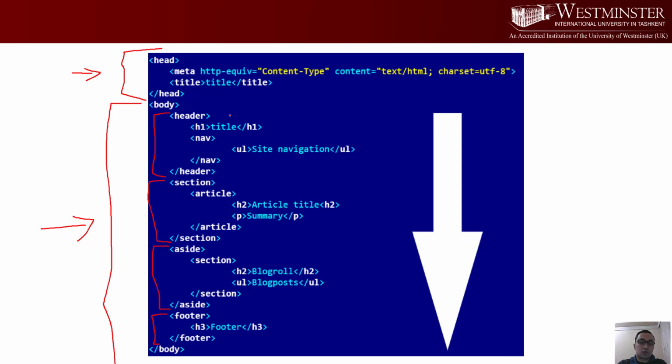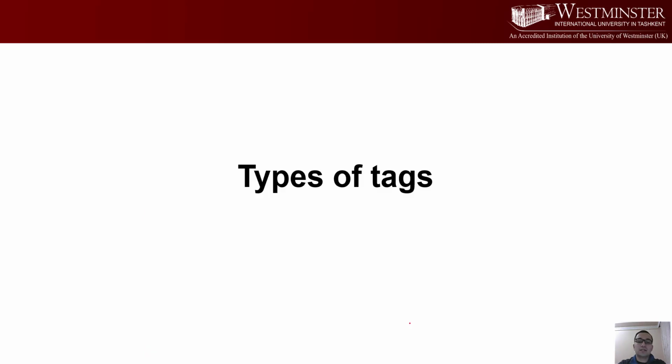Do some Google search on that to identify how to change the flow, how to change the position of elements in HTML. But by default, keep in mind that the browser will display the items in HTML from very top to the bottom. Now let's start to explore types of tags.